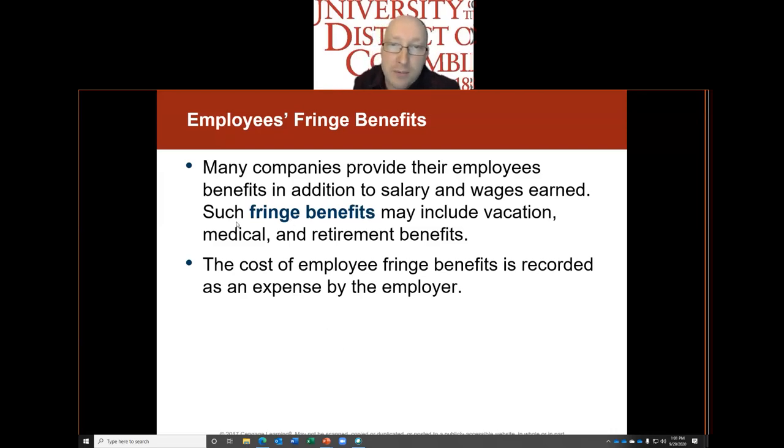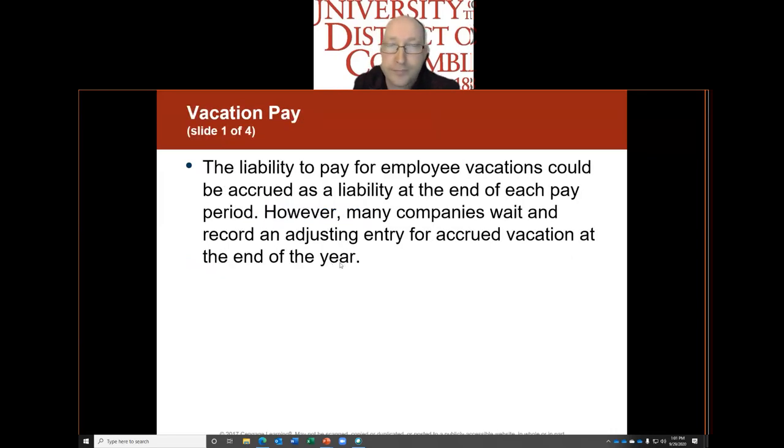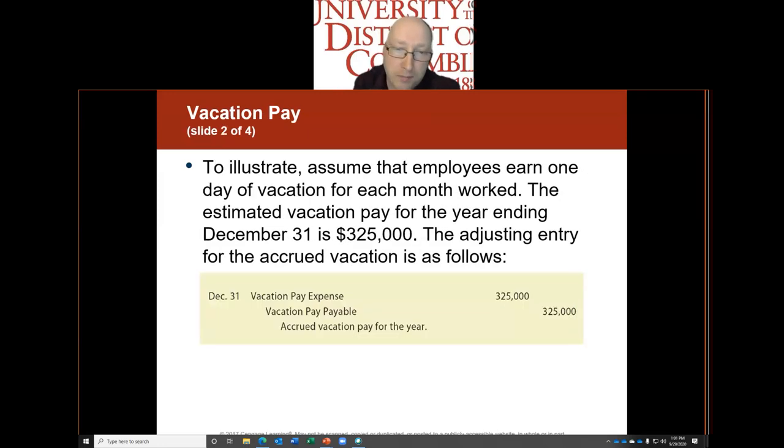Fringe benefits. Sometimes companies might offer benefits such as vacation, medical, dental, retirement that the employer pays. Well, that's nice when that happens. It's at a cost. The cost of the employee is the fringe benefits paid by the employer. Vacation pay. Vacation pay is accrued over each pay period and is recorded through adjusting entries. At the end of the year, the company accrued vacation pay expense of $325,000. We debit vacation pay expense and credit vacation pay payable, $325,000.